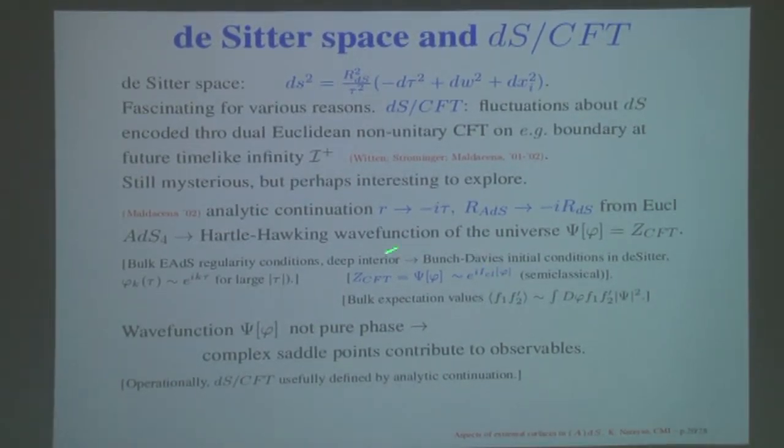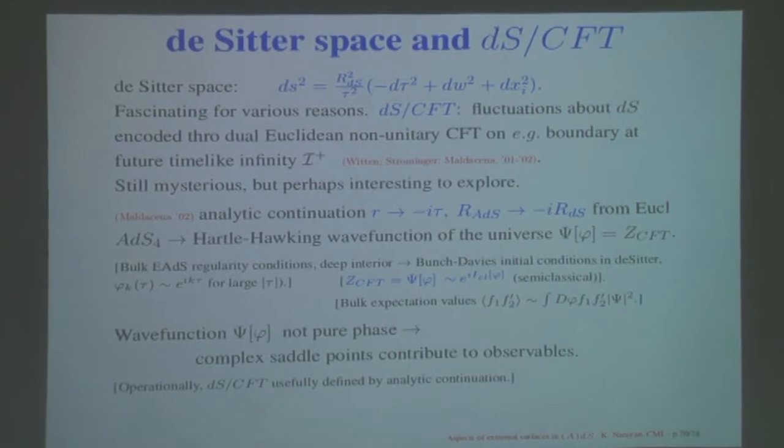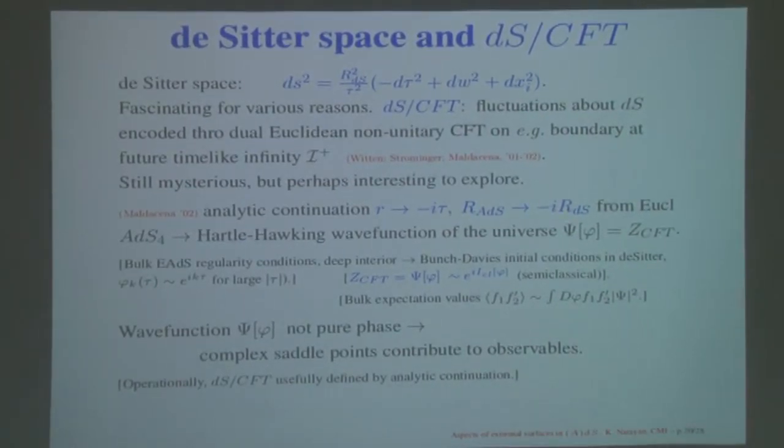Operationally, technically, the Hartle-Hawking wave function of the universe is to be identified with the partition function of the CFT. Bulk AdS regularity conditions in the deep interior map over into Bunch-Davies or Hartle-Hawking type initial conditions in de Sitter at early times. Okay, and this is something that you can see using this analytic continuation. There's also something that you can see independently, but under this analytic continuation, these regularity conditions in AdS map over to this. In the semi-classical limit, this partition function is the wave function of the universe, which can be approximated as an exponential of i times the classical action.